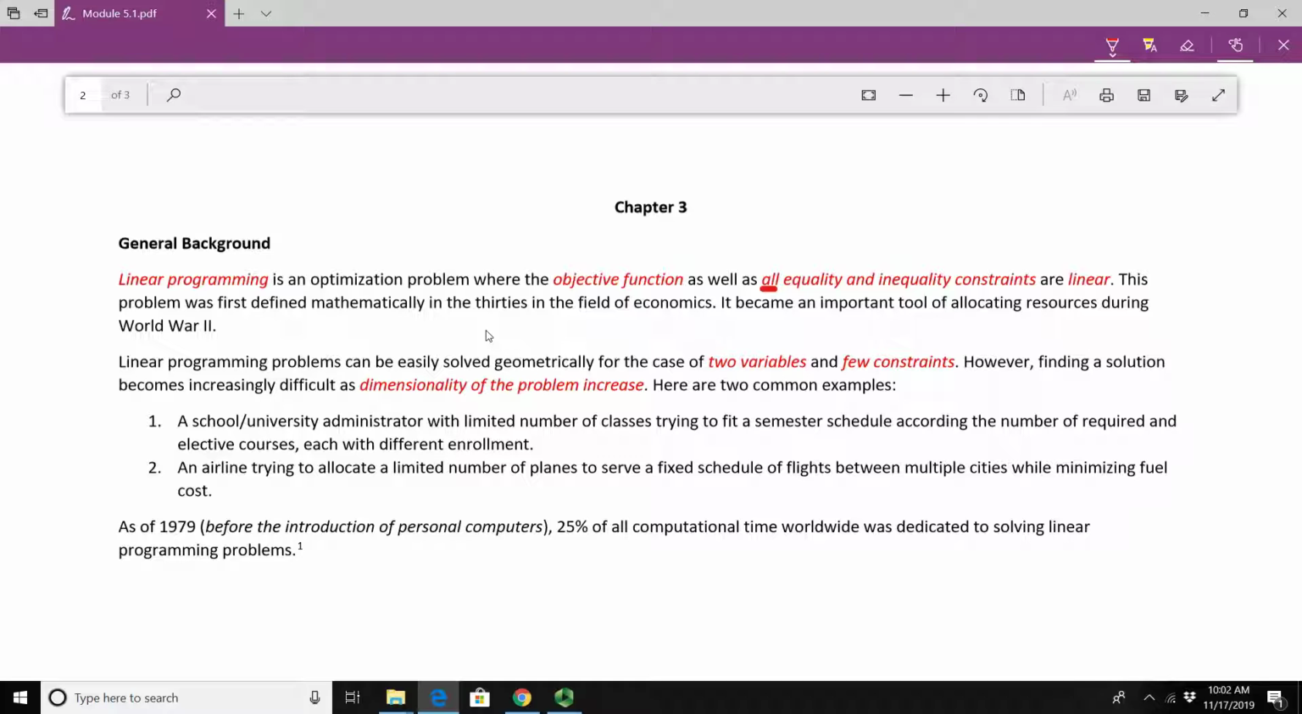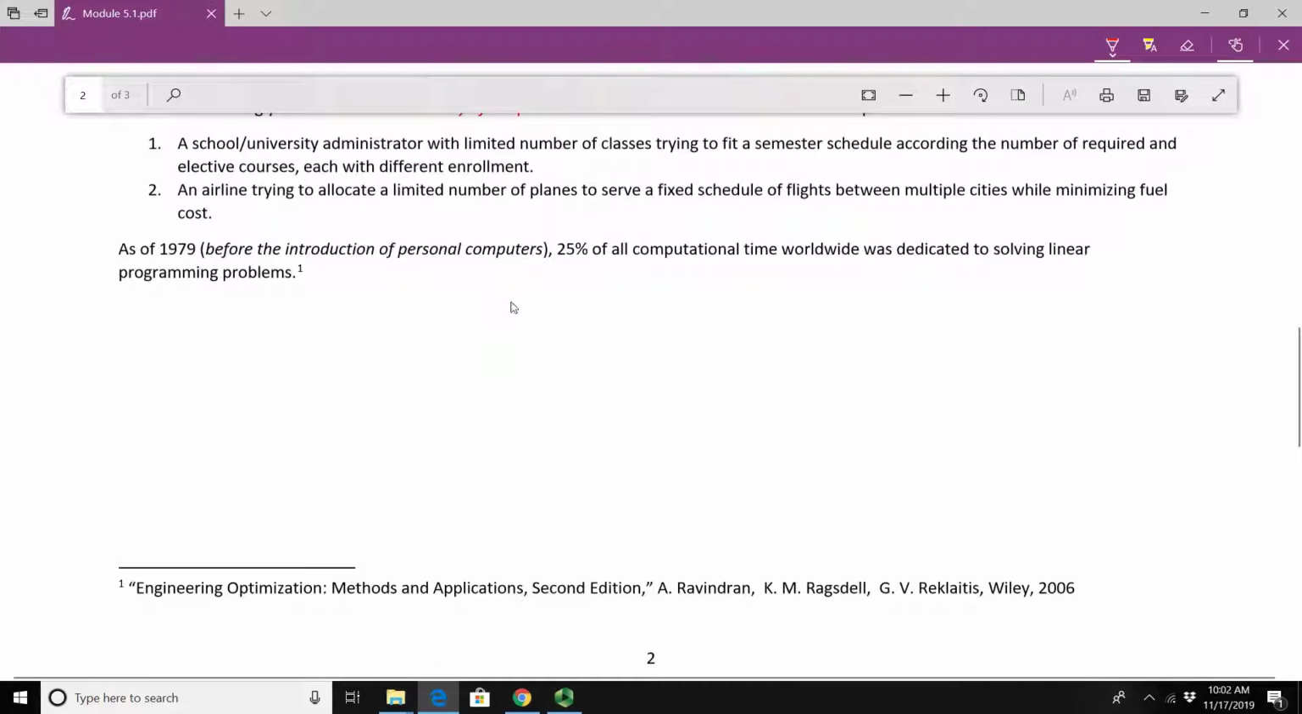So in 1979, before the introduction of personal computers and Netflix and all this good stuff, 25% of all computational time across the whole world was spent solving linear programming problems. And I have a source in case you are suspicious how I got this number. So I hope that you can see why studying this problem is important.